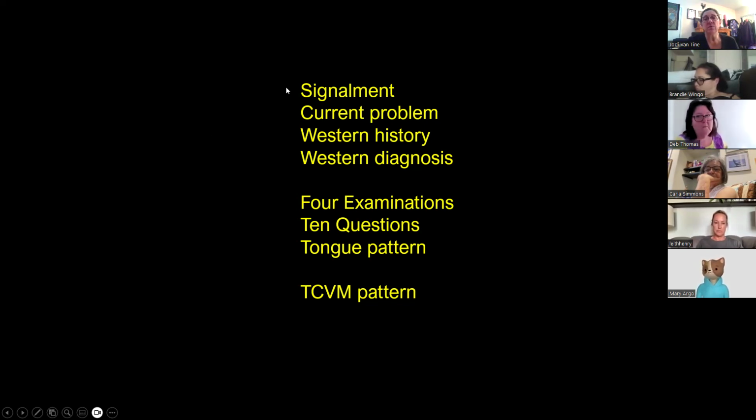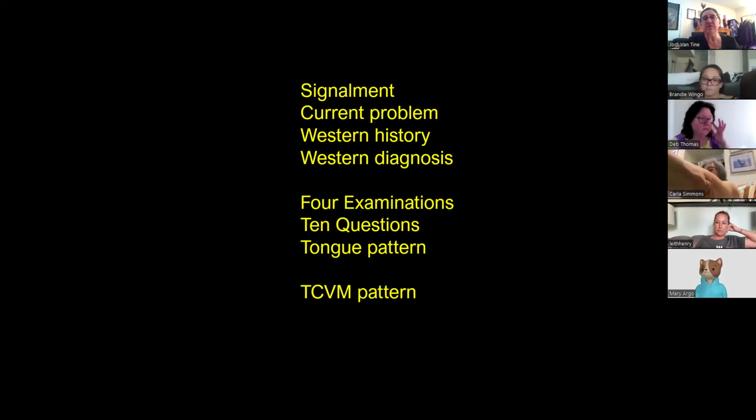The first thing we do is we start with the signalment, and the signalment is really just the age, the sex, the breed, and the species. So say it's a 2-year-old male neutered German Shepherd. You know that a young dog is going to have a certain set of problems versus an older patient, like a 16-year-old cat, which is going to have a different set of problems. So age can be important.